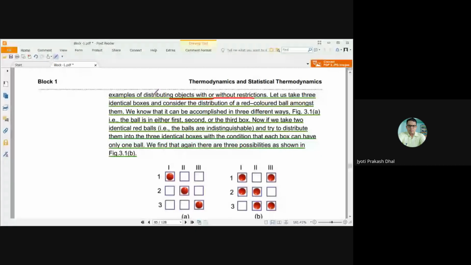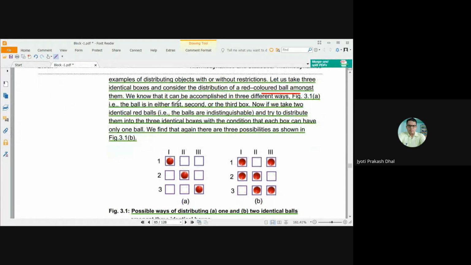and distributing objects without restriction. Now let there be three identical boxes. Consider the distribution of a red color ball among them. Again, let us say three identical boxes are there. So these are the three identical boxes, and within the three identical boxes, we have to distribute a red color ball among them.